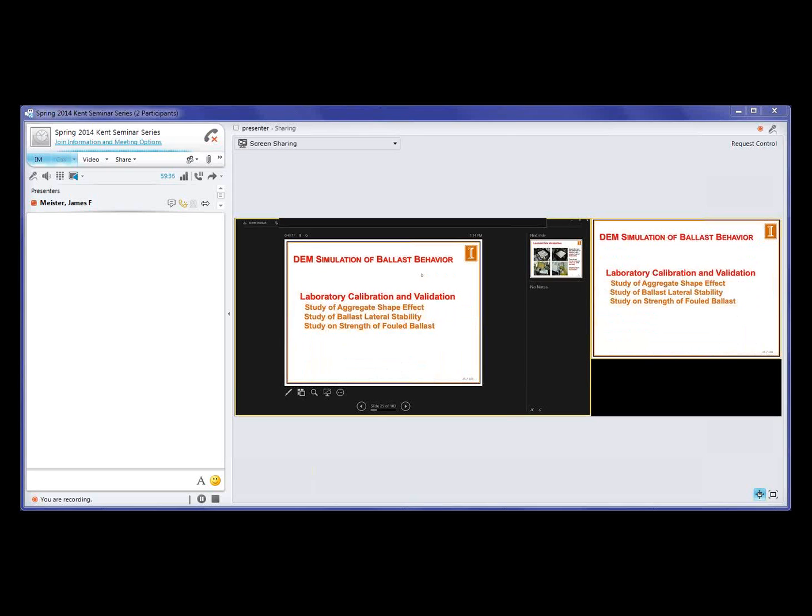Before I joined Professor Tutumluer's group, Dr. Hai Huang, now an assistant professor at Penn State, did the laboratory calibration and validation of this numerical approach. He first studied the aggregate shape effect on the direct shear behavior of ballast materials, and he also did some simulation of ballast lateral stability and the strength of fouled ballast. Pay attention, this fouled ballast involves a third-party fouling agent, for example coal dust or mineral filler, which is different from what I'm going to talk about later on.